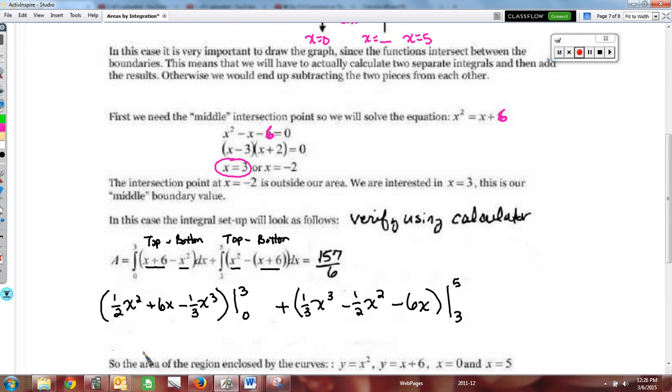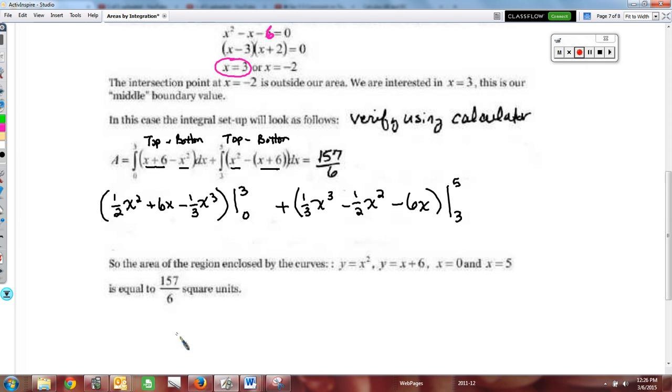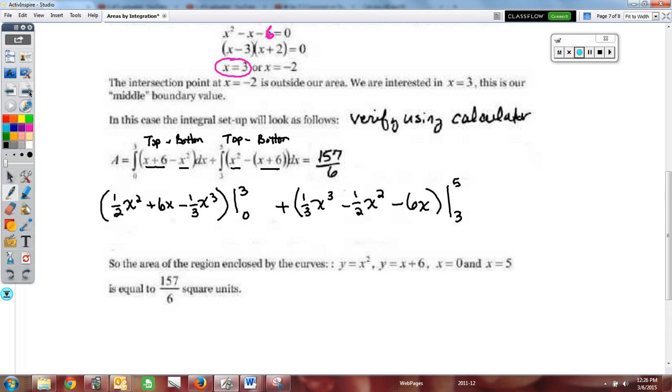So I will leave you to verify by plugging in 3, plugging in 0, calculating your net change, plugging in 5, plugging in 3, calculating your net change. Then you'll see that we get this 157/6 that we got for this. So I'll leave you to verify that portion of it.